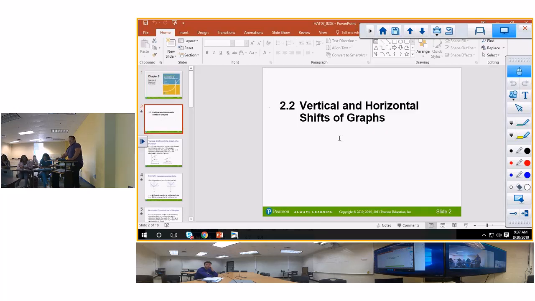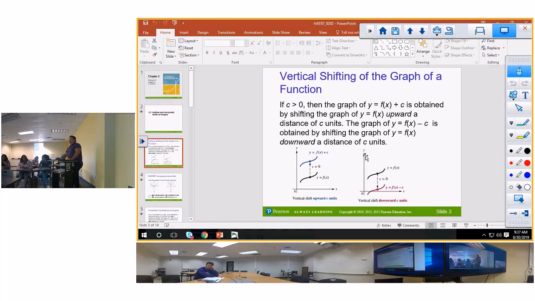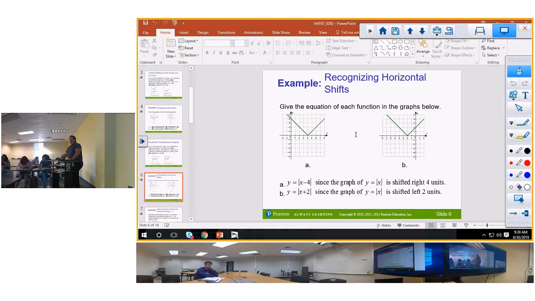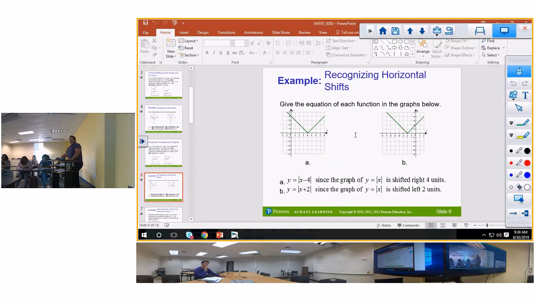I know, well. Vertical and horizontal shifts. Now, we've already discussed this, so this shouldn't be hard at all. Okay, there's a prime example. Now, how do you know if it is a horizontal shift or a vertical shift? Always remember, the horizontal shift is connected to the x within the function.